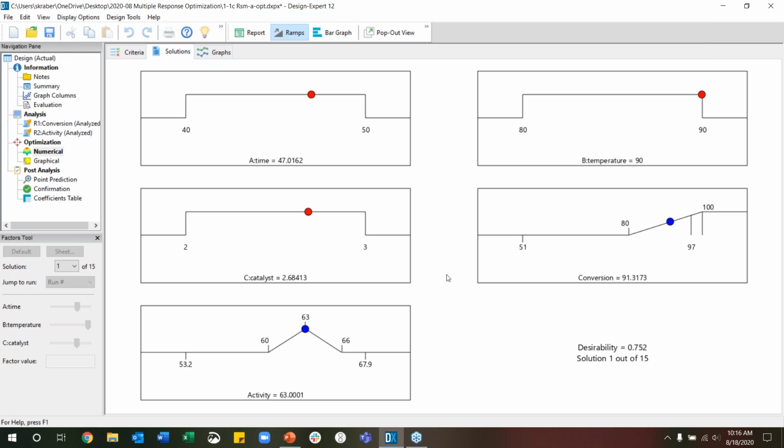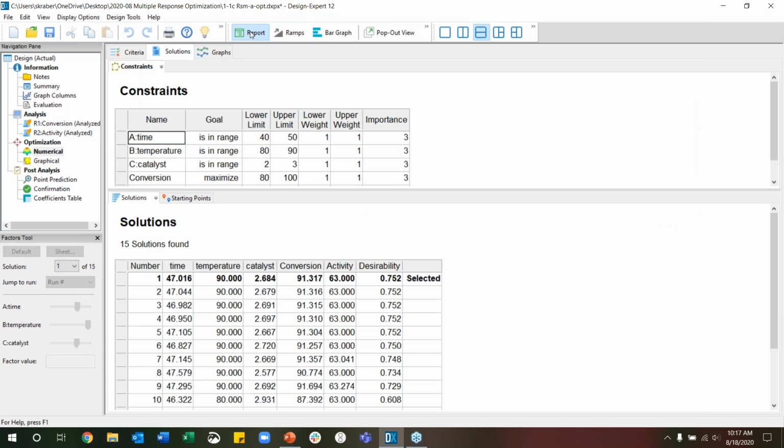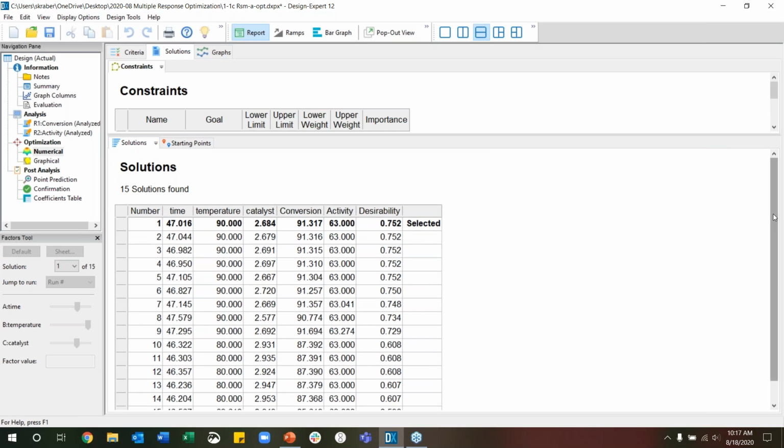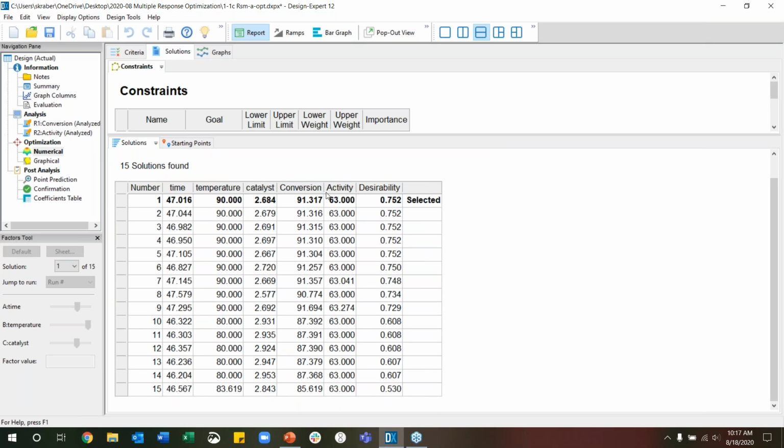It's nice to take this out into a document. And by the way, you can do that by right-clicking, and you can either copy or you can export these graphs to Word or PowerPoint. Either way. The alternative view is the report view. So the ramp just shows you one solution at a time. And over on the factors tool, you can click through all the solutions and look at them one at a time. The report view gives you a summary of all 15 of those solutions from top to bottom.